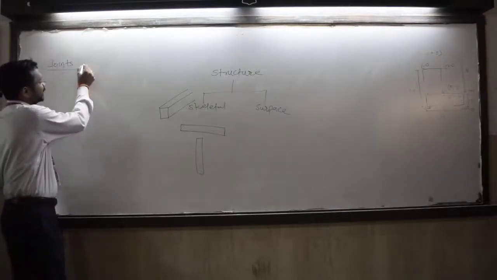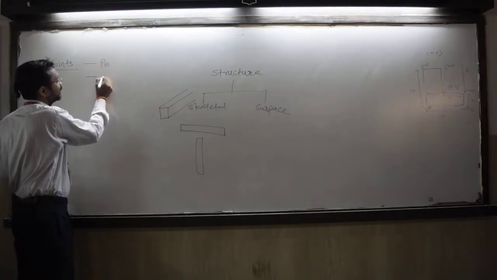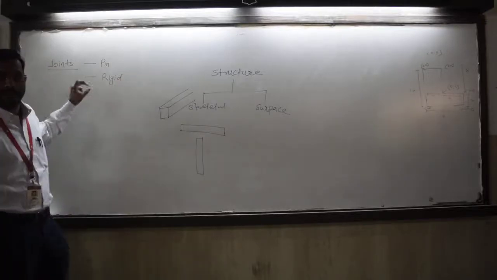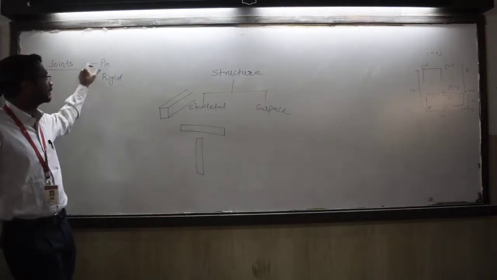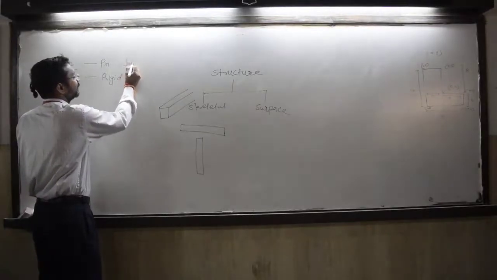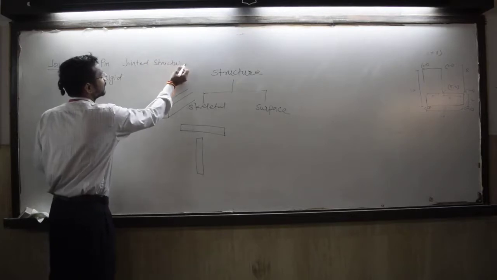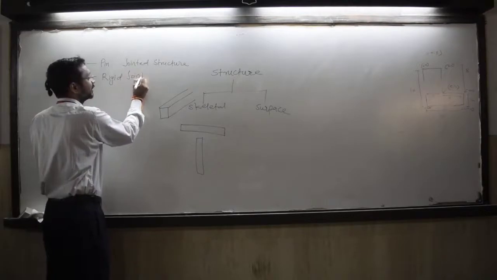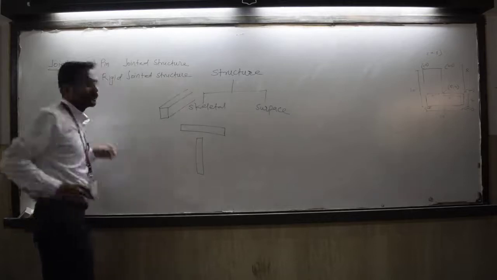Now in joints, again there are different types. One is pin joint, second is rigid joint. Now depending on whether the structure is connected by pin joint or rigid joint, the structure is categorized as pin jointed structure or rigid jointed structure. If there is a pin joint, then it will be termed as pin jointed structure. If you are coming across rigid joints, it will be termed as rigid jointed structures. So this is another classification of structure that we will come across.